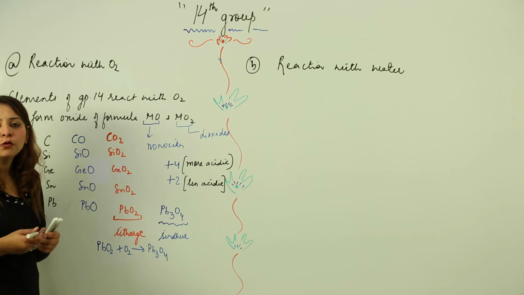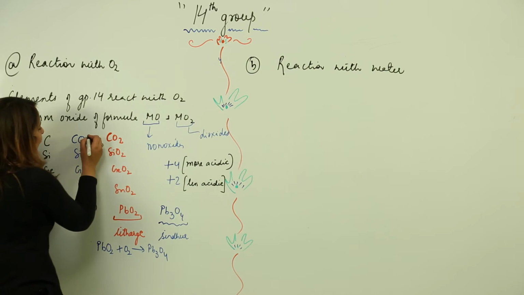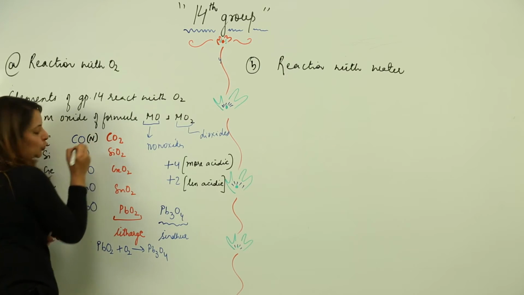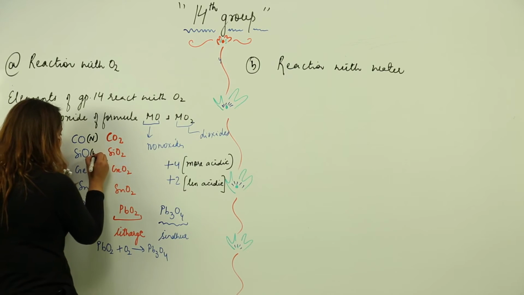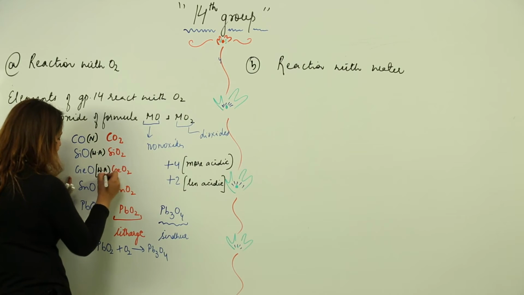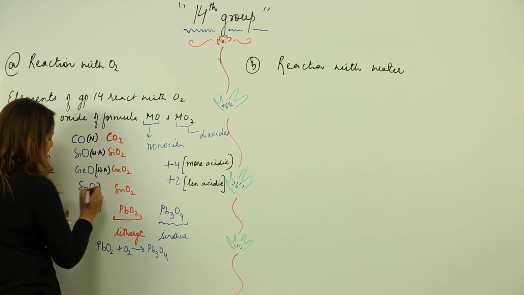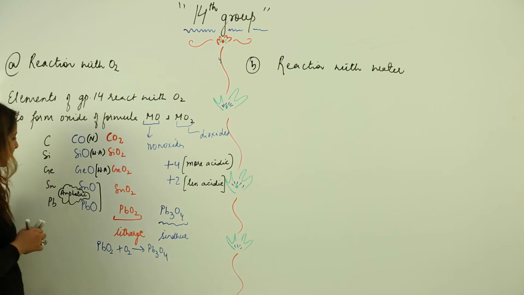Let us now focus on the nature of these oxides. Carbon monoxide is neutral. Silicon monoxide is weakly acidic. Germanium monoxide is more weakly acidic. And tin and lead monoxides are amphoteric in nature, that means they have acidic as well as basic character.